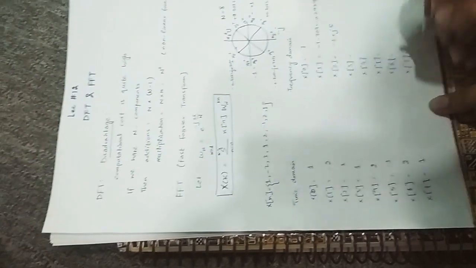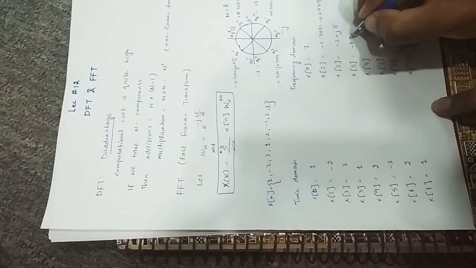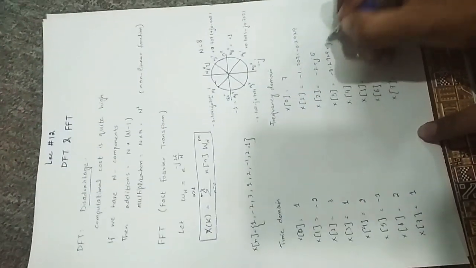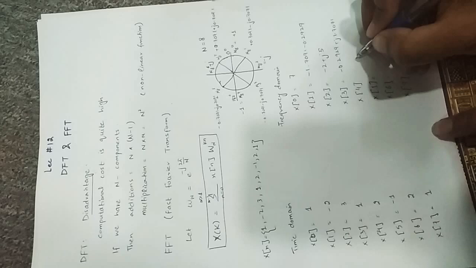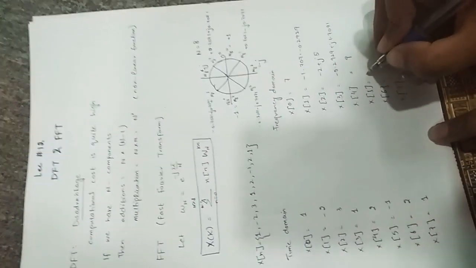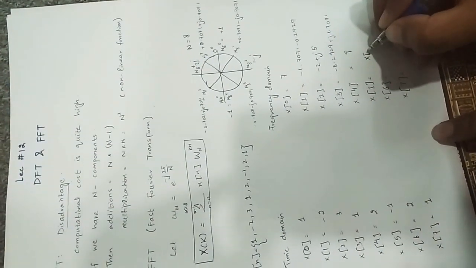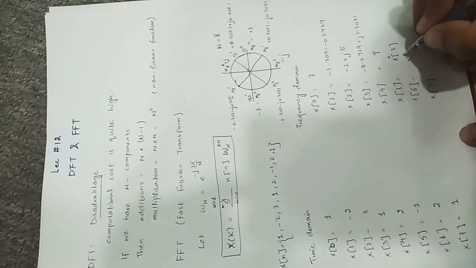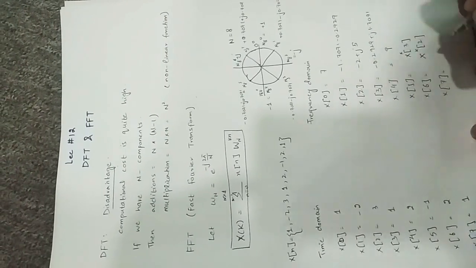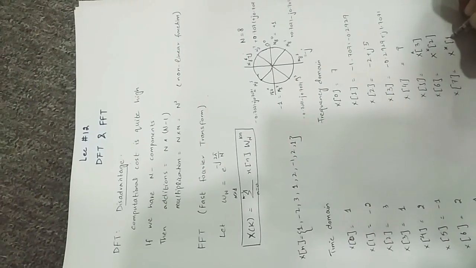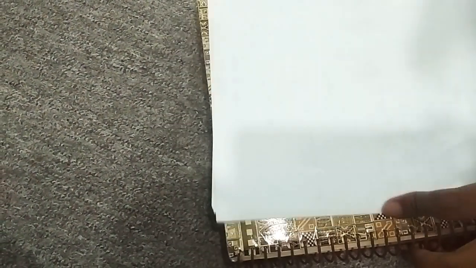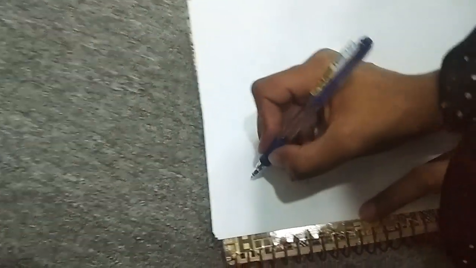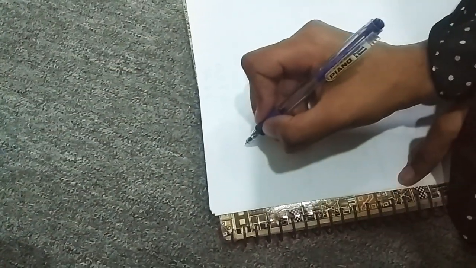X of 1 will be minus 2.9289 plus j 1.7071, and x of 4 will be 9, and x of 5 will be the conjugate of x of 3, and x of 6 will be the conjugate of x of 2, and x of 7 will be the conjugate of x of 1. Now if we move to the fast Fourier transform, we divide this into odd and even components.